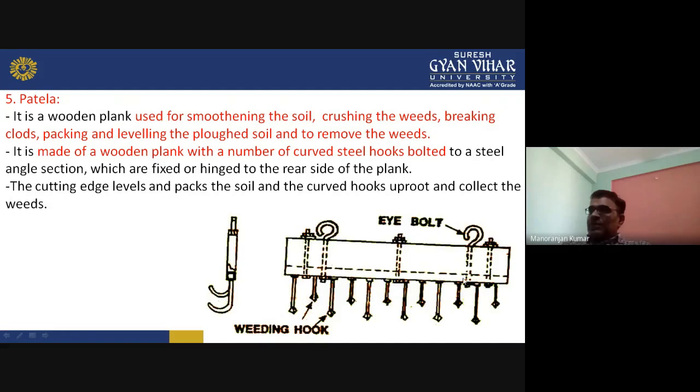This is a wooden plank with a number of curved steel hooks. These curved steel hooks are bolted to a steel angle section, which is fixed or hinged to the rear side of the plank. The cutting edge levels and packs the soil, and the curved hooks uproot and collect the weeds. So this is the patela.